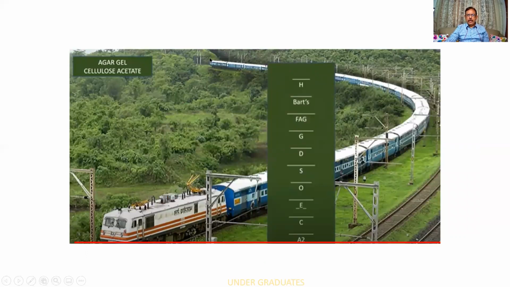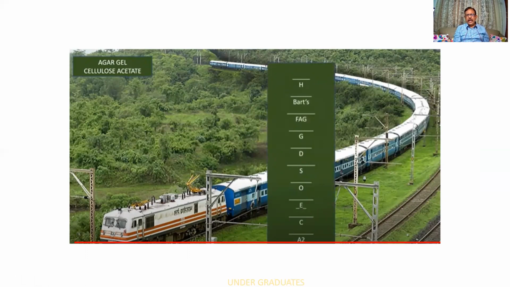So I always used to tell the students, in fact, I have mentioned this in an earlier class also, there are two forms of electrophoresis, agar gel electrophoresis and cellulose acetate electrophoresis. And these will be helping to separate all the different types of hemoglobins, and because of the movement between the cathode and the anode, you find that they will be separated. This is called hemoglobin electrophoresis.